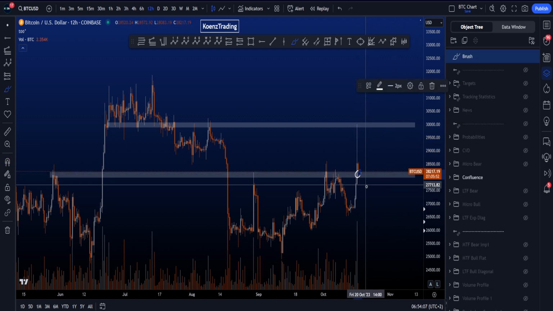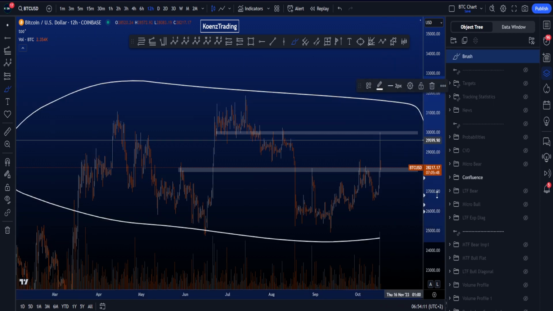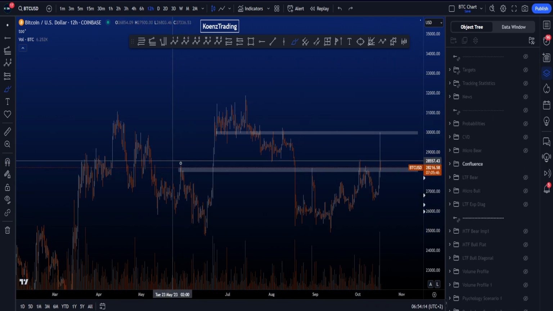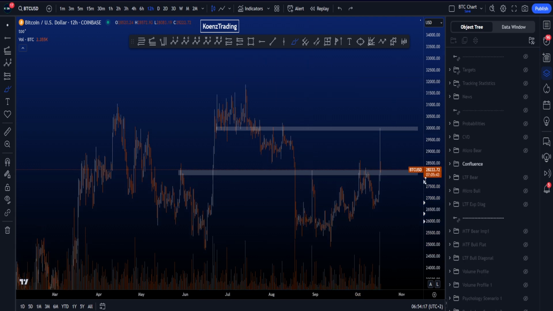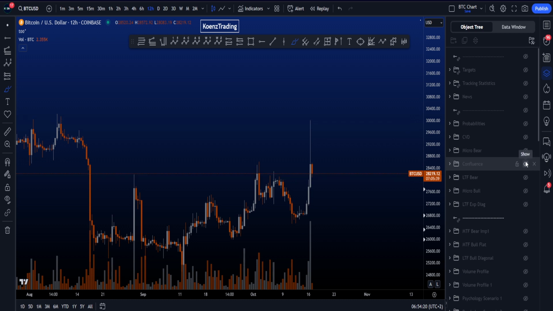This is quite important support as well, of course. As you can see, it kind of divides this whole range into an upper section and also a lower section. So this is quite an interesting support resistance area to keep your eye on.